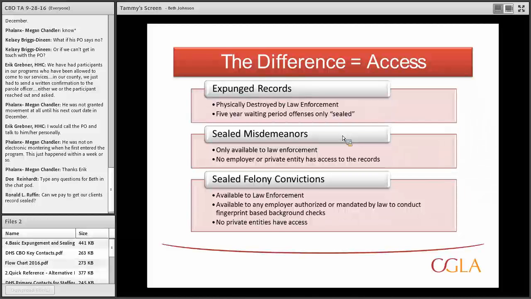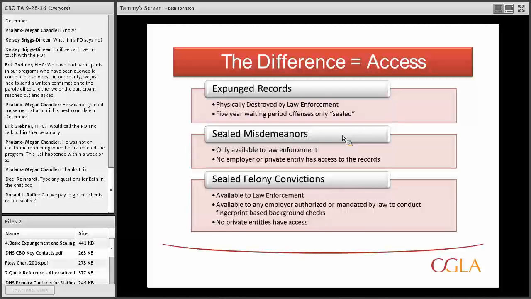Sealed misdemeanors are only available to law enforcement, but nobody else has access to them. Sealed felony convictions are also available to law enforcement, but this is the big difference with sealed felonies. They're removed from the general public view. No private entities have access. But any employer that's authorized by law to conduct a fingerprint-based background check will always have access to a sealed felony conviction.